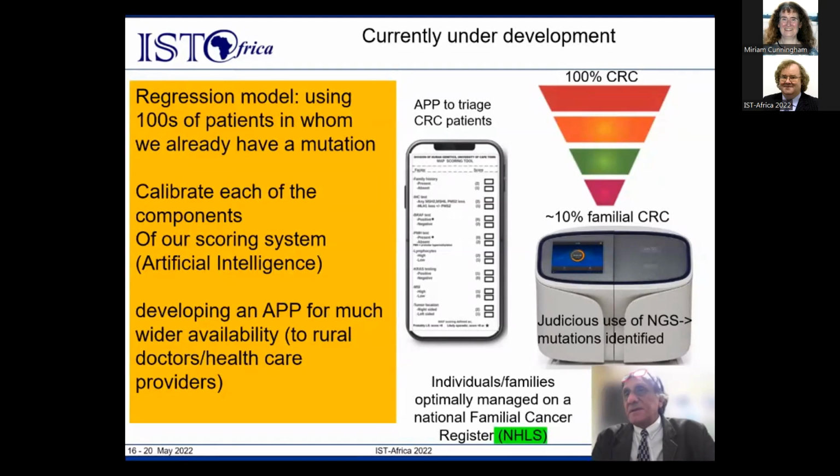Importantly, what we're also developing at the moment, ladies and gentlemen, as you may know, we have in South Africa a National Cancer Register. What we have already proposed is a National Familial Cancer Register in which we have the individuals and families registered where we have mutations, which would then mean that regardless of where these individuals are in the country, they are actually afforded access and management through the genetic testing, genetic counseling, and clinical management system.